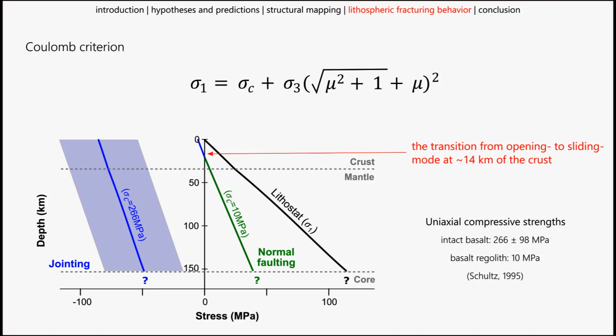Therefore, we explore another end-member case of basalt regolith with a sigma c of only 10 megapascal. That shifts the profile towards the positive, which is the compressive side. However, the transition from jointing to faulting occurs at 14 km of the crust, and jointing is still the dominant fracturing behavior above the 14 km.